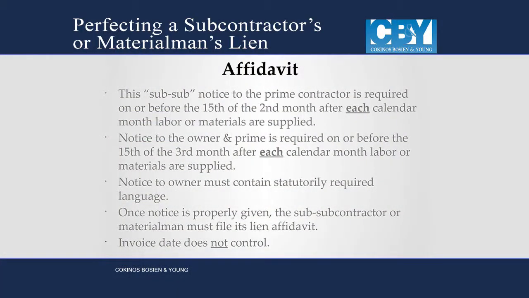Now, as far as notice of filing the lien affidavit. So let's just say I'm a 2nd-tier subcontractor or a 3rd tier, and I file my 2nd and 3rd month notice, and I get to my 4th month. I've got to file my affidavit, and I file it in the county court records where the project is located.